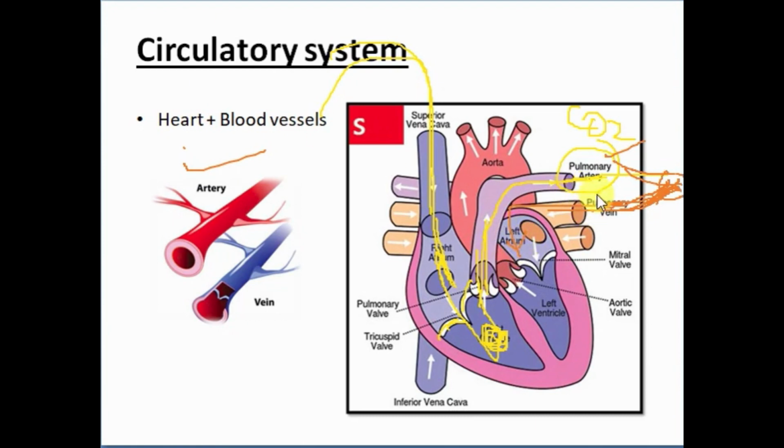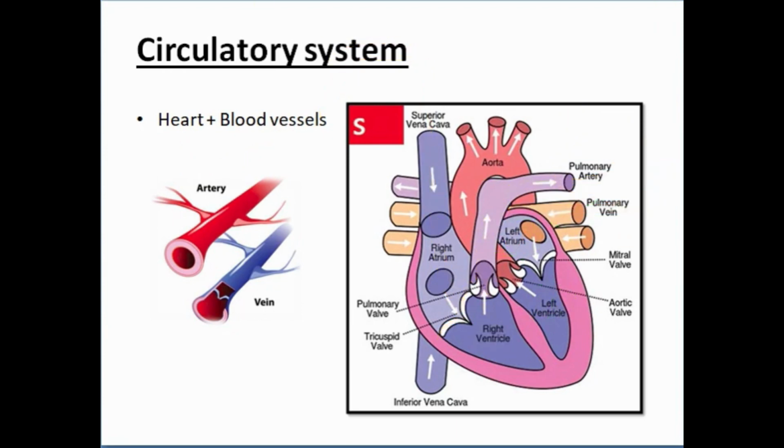Sorry, it will enter into the left atrium first, then the left ventricle. This is the atrium and this is the ventricle. So it will enter into the left atrium, and from the left atrium it will enter into the left ventricle. Then from the left ventricle, with the help of a valve, it will enter into the aorta, and from the aorta it will travel to different parts of the body.